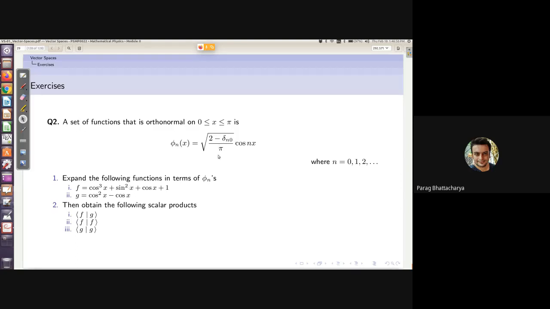We need to expand these functions, this function f and this function g, in terms of these phi n's. That's what we need to do. And then, of course, once we have expanded this, we can obtain the scalar product.